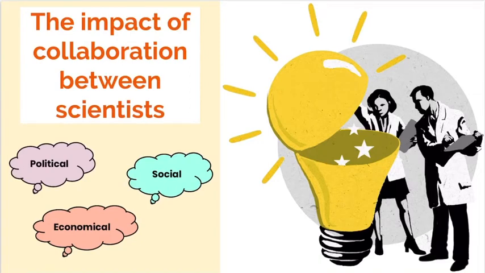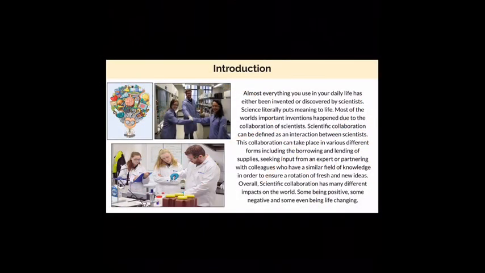Scientists collaborating with each other can usually have a lot of positive and negative impacts. These impacts could be political, social, and economic. Almost everything you use in your daily life has either been invented or discovered by scientists. Science literally puts meaning to life and the life around us. Most of the world's most important inventions happen due to the collaboration of scientists.